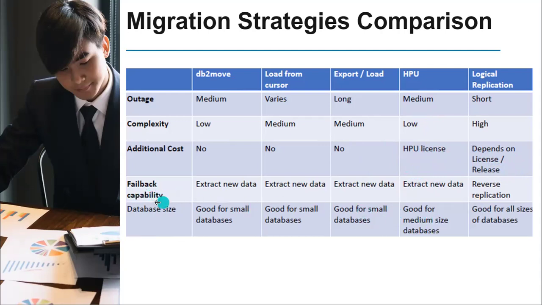So failback capability: extract new data, reverse replication. Considering the fact that DB2 move always works from A to B, not B to A. If you need to go from B to A, it's another set of new things. The same thing applies to the load from cursor. If you need to do back and forth, additional things are there, but it will not work as we expect, right? But if you talk about reverse replication, because the tool has the capability, you can have bidirectional, back and forth replication. That is achievable.